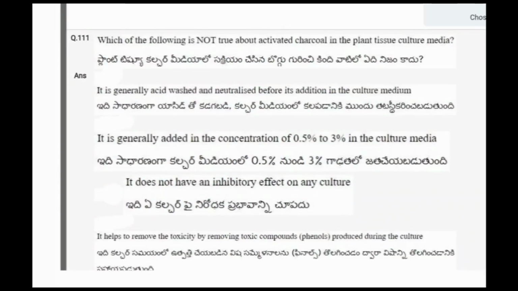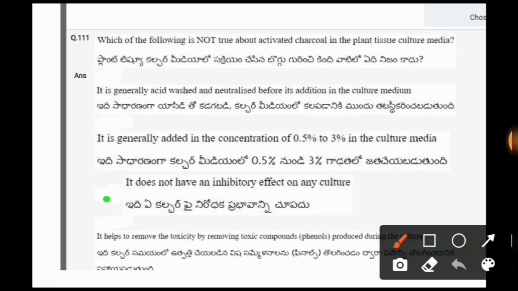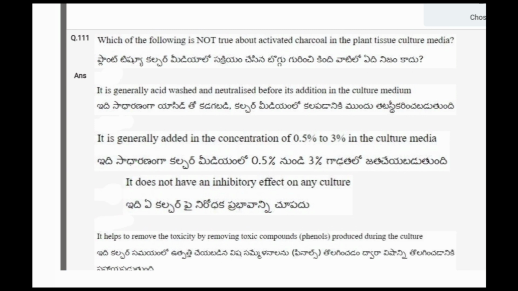Which of the following is not true about activated charcoal in the plant tissue culture media? The options are: it is generally acid washed and neutralized before its addition in the culture medium. It is generally added in the concentration of 0.5 to 3% in the culture media. It does not have an inhibitory effect on culture. So the correct option is the third one, that is, it does not have an inhibitory effect on any culture.